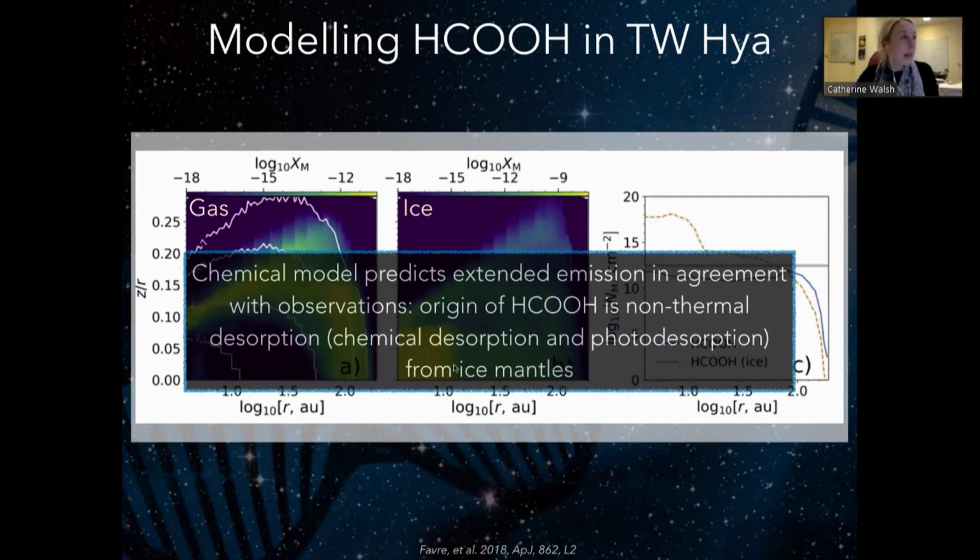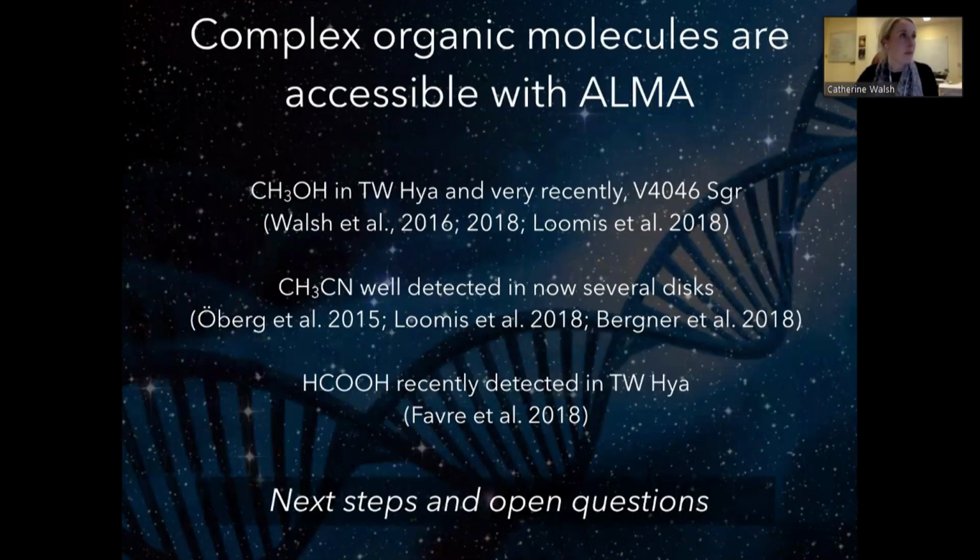The chemical route, again, is chemical desorption and photodesorption from ice mantles. Chemical desorption is another non-thermal mechanism by which you use leftover energy from bond formation to release the molecule from its physisorbed potential well in the ice mantle.